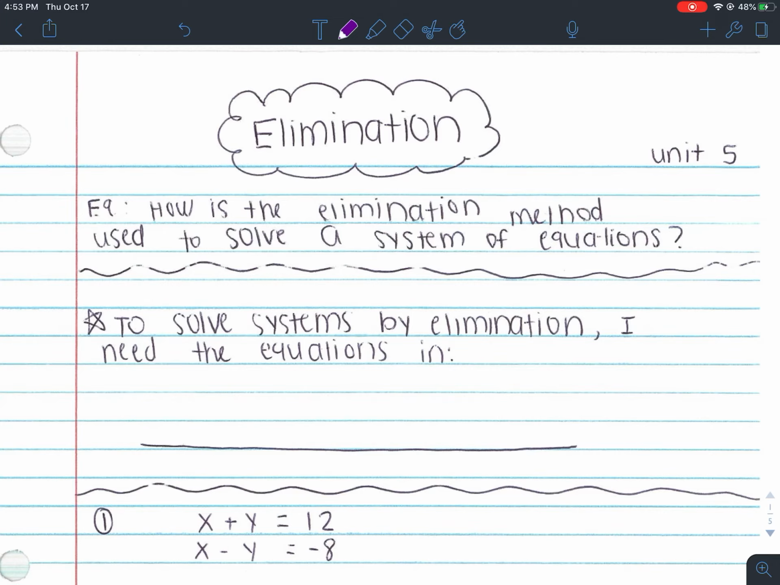We have a system of equations and we want to solve it, and there's lots of ways to solve one thing, right? Like there's multiple ways to solve an equation. Not everyone solves an equation the same way.